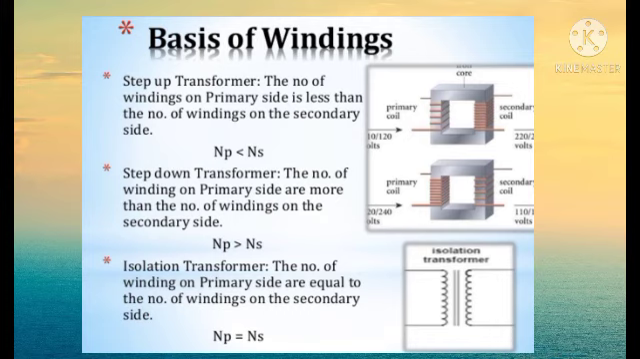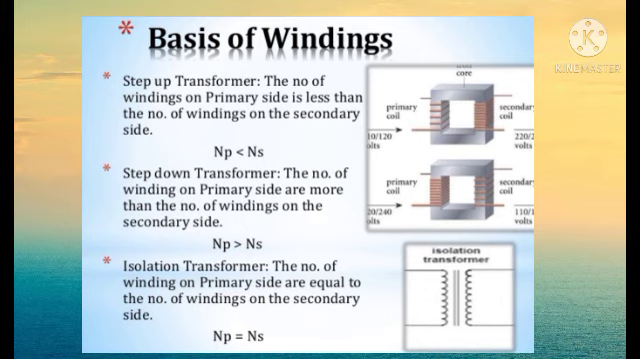So, what is a step up transformer? The number of turns in the primary winding is less than the number of turns in the secondary winding. Means if the number of turns in the secondary winding is greater than the number of turns in the primary winding, then the transformer works as a step up transformer. Step down transformer: if the number of turns in the primary winding is more than the number of turns in the secondary winding, then the transformer works as a step down transformer.